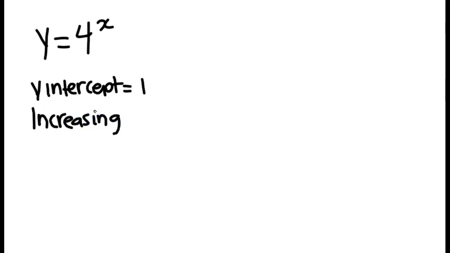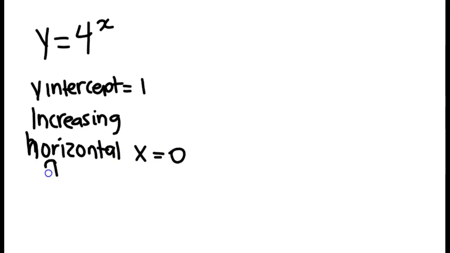We have a y-intercept of 1. What else did it ask us? Where would be the horizontal asymptote? Where did I always say it was? x equals 0, right? Horizontal asymptote. What else do we need to know? Is there an x-intercept? No, because we said it can't cross that x line, so there would be no x-intercept.